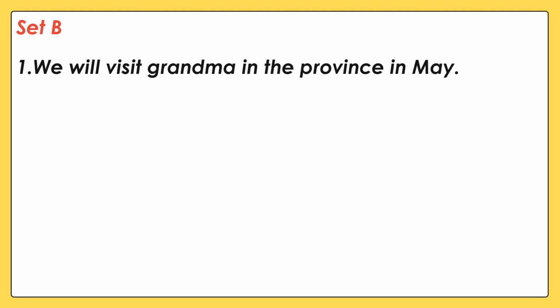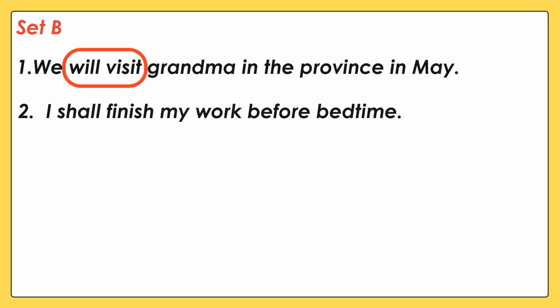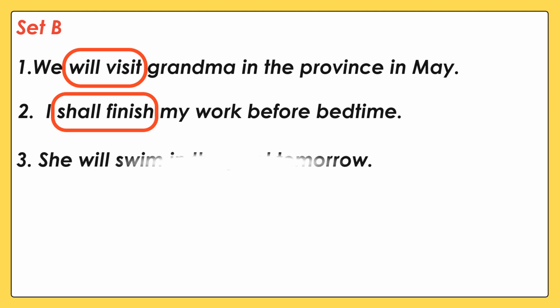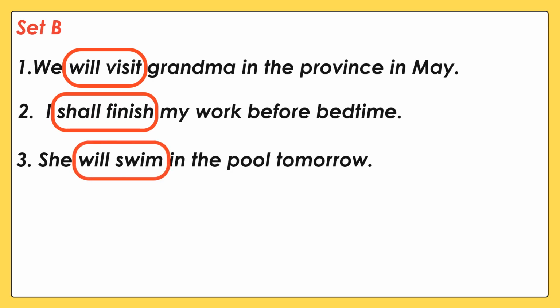For set B sentences, number 1, we will visit Grandma in the province in May. What is the verb? We will visit. Number 2, I shall finish my work before bedtime. The verb is shall finish. Number 3, she will swim in the pool tomorrow. The verb is will swim.